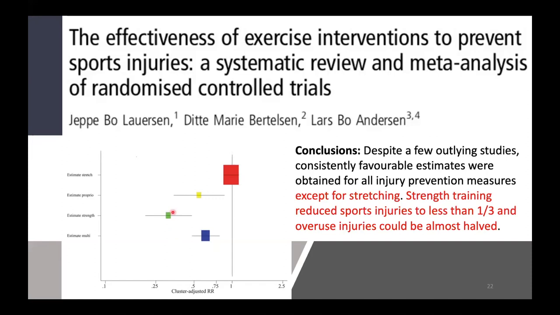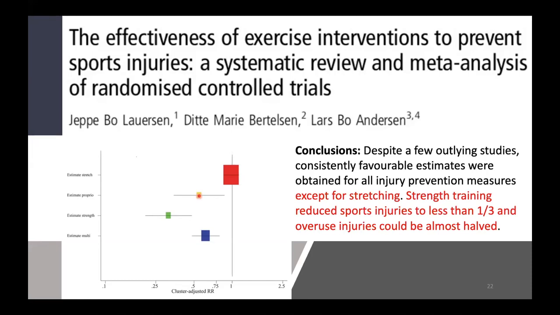With strength, we can reduce 33% of the total injuries, and half of the overuse injuries. I think it's amazing, this is the number of reduction of injuries. And in second place, we can find that proprioception interventions are very, very effective in this way too. So strength and proprioception seem to be the most effective programs for preventing injuries.